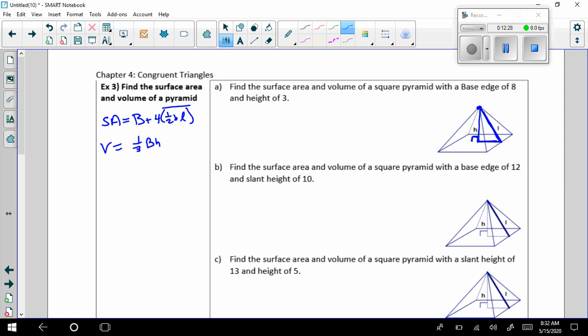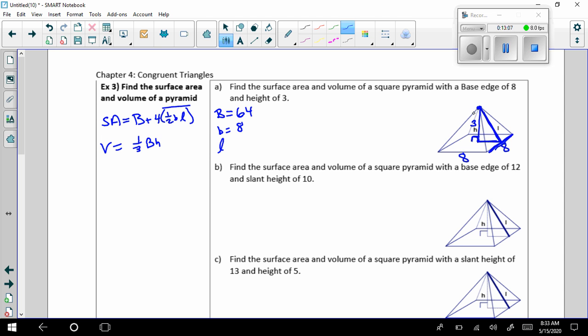So for surface area, we need area of the base, so capital B. Let's label this one. So we have a base edge of 8. It's a square pyramid, so this is also 8. And a height of 3. And that's, again, the height of your pyramid. And so the area of the base is 64. Little b is the base edge of your sides, so in this case, the triangle. And so that is 8.